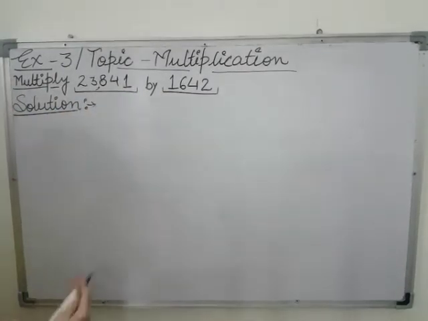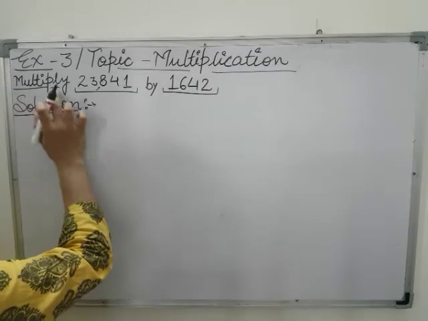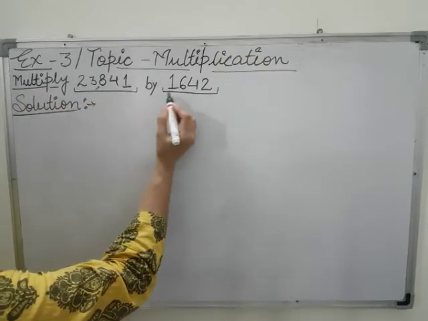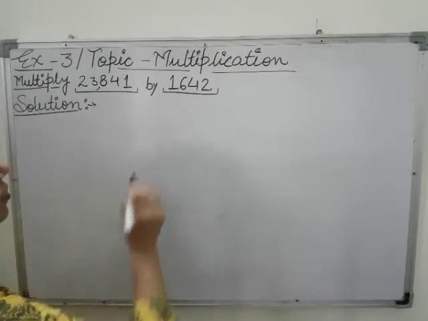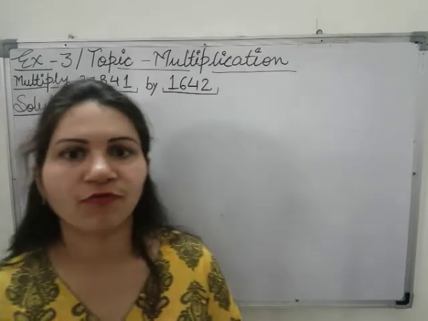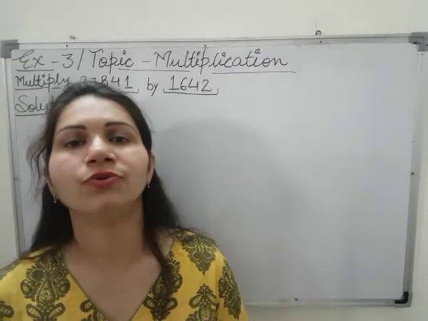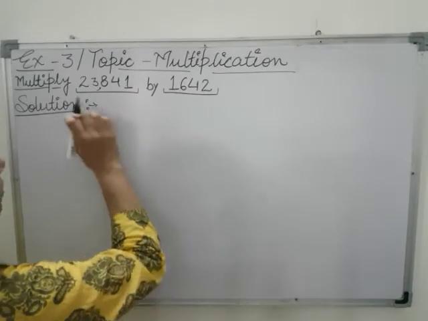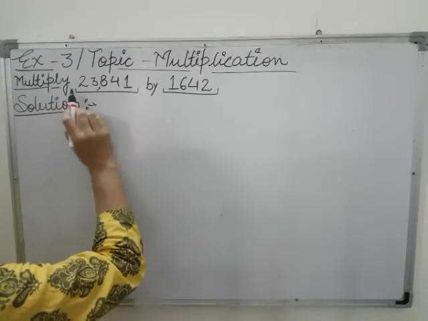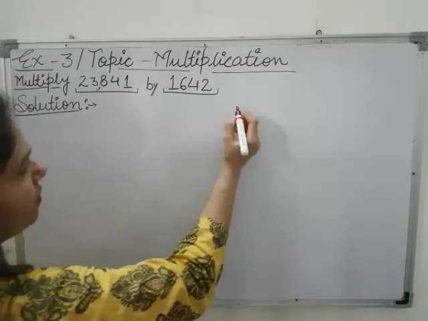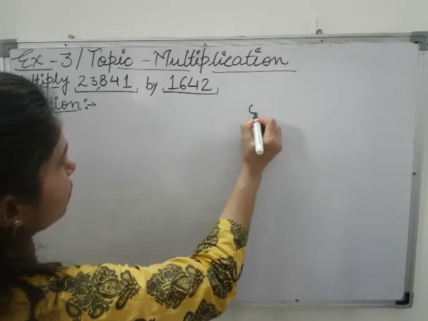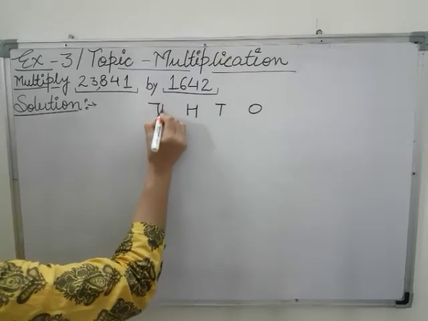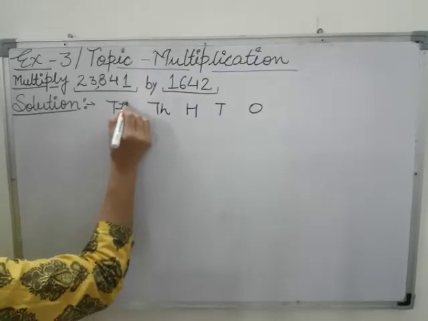So here we have one example: multiply 23,841 with 1,642. The first rule says that first we place all the digits according to their places, column-wise. So we are placing the digits over here. You can see it's a 5-digit number, so we are placing the digits: ones, tens, hundreds, thousands, ten thousands.